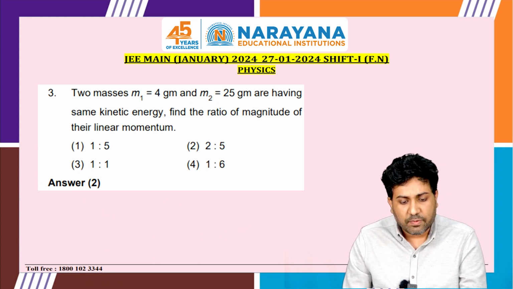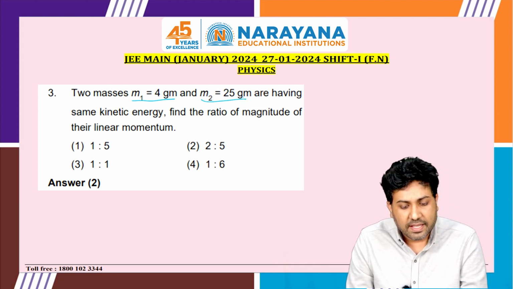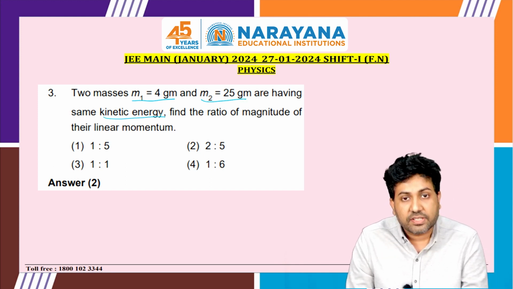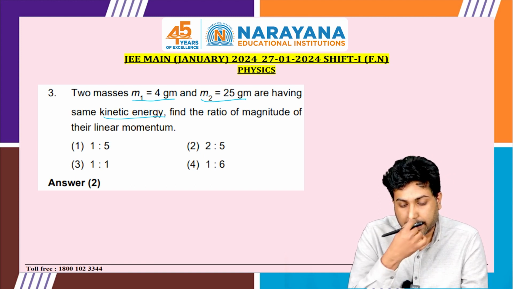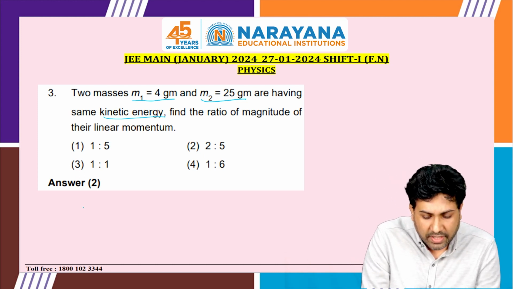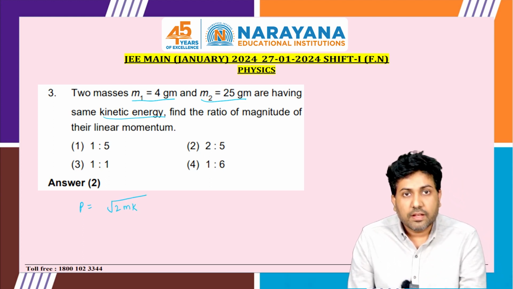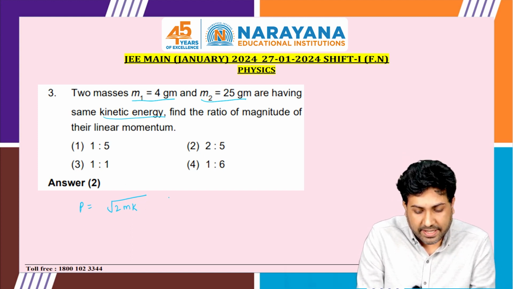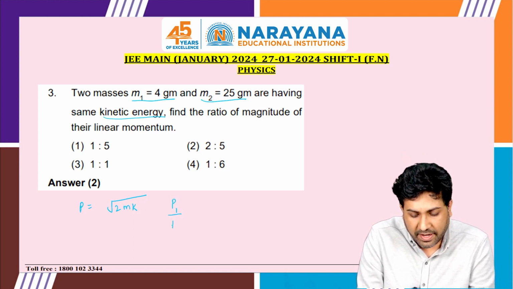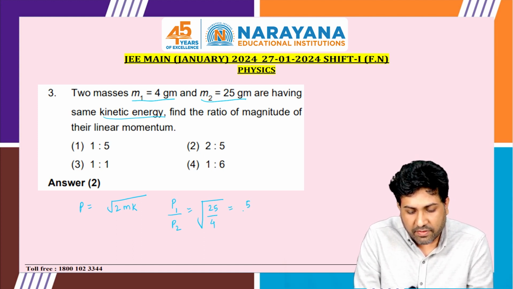In the next question it is given that there are two masses. First mass is 4 grams, second mass is 25 grams, and they have the same kinetic energy. They are asking us what will be the ratio of the magnitude of their linear momentum. I know that the linear momentum is equal to root over 2 m K. Because K is constant, I can say that p of m1 divided by p of m2 will be equal to root over m2 by m1. That's it. So how much will I get? 5 upon 2.